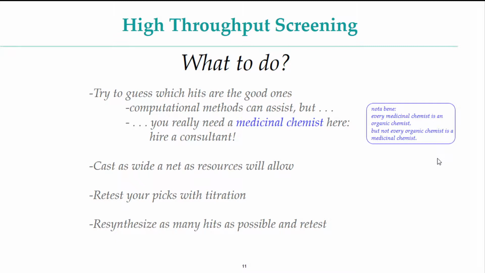You want to look at as many hits as you can. It's an investment of resources, and so there's going to be some limit to it. But the more that you can look at now, the more possibilities that you will have moving forward. So this is usually a once-in-a-lifetime opportunity. Think of it that way. Cast your net as wide as possible. And then there are two very important things you have to do. So normally you will screen at one concentration.